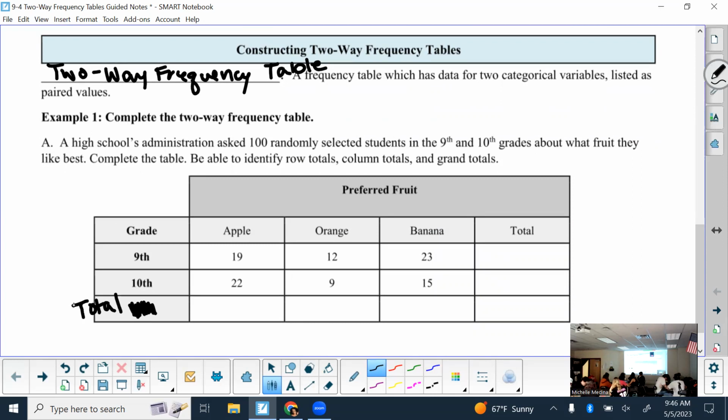But we have a high school's administration asked 100 randomly selected students in 9th and 10th grade about what fruit they like best. And we're completing the table, making sure we know the difference between row totals, column totals, and grand totals. So what direction do rows go?